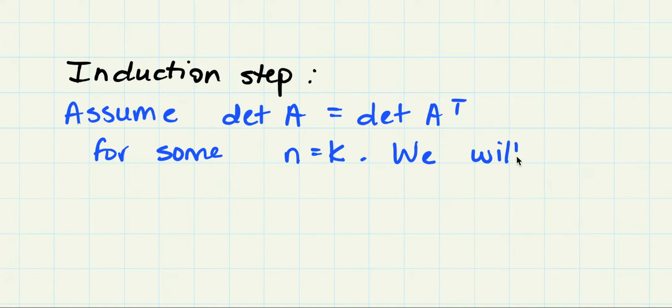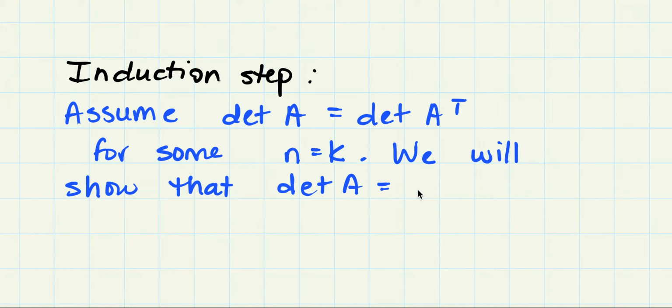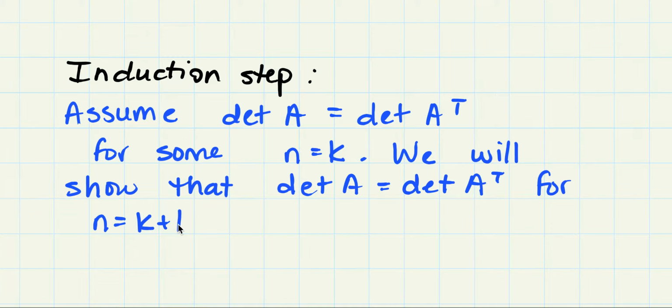We will show that the determinant of A is equal to the determinant of A transpose for n is equal to k plus 1. So we're going one step up.